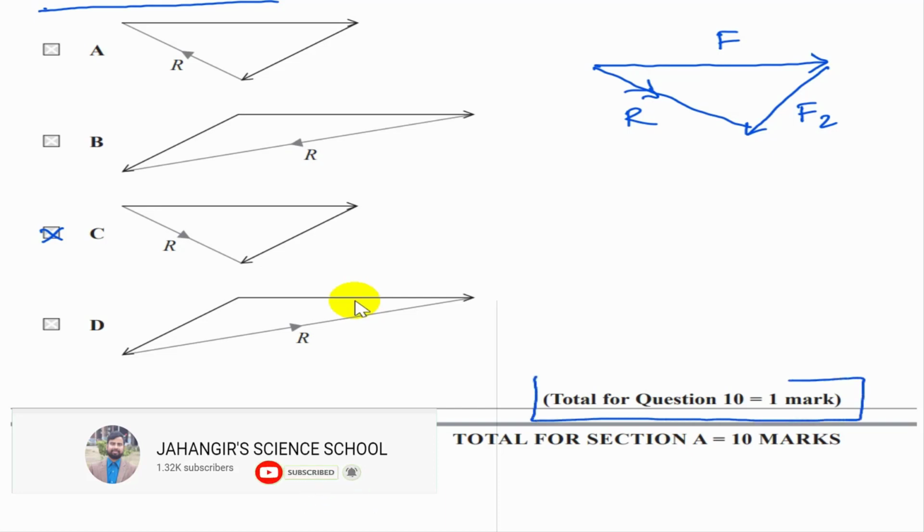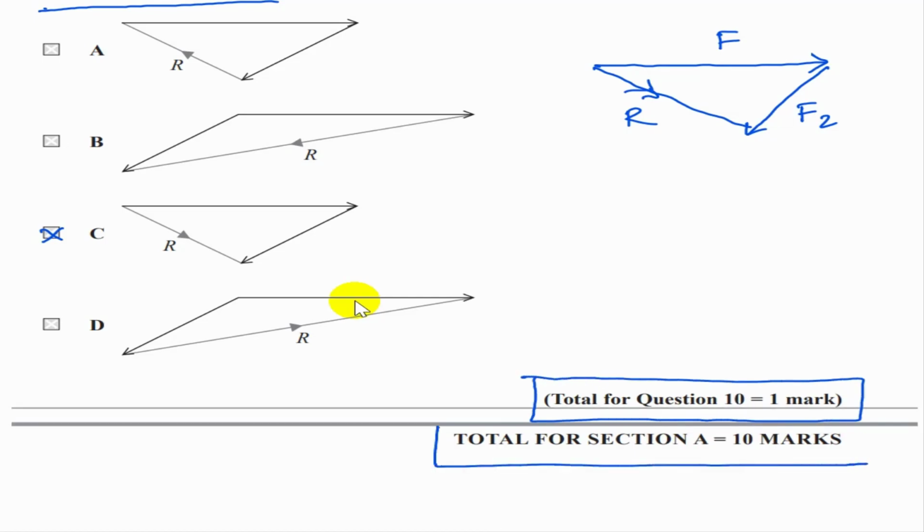Total for question 10 equal to 1 mark. Total for questions for section A equal to 10 marks.